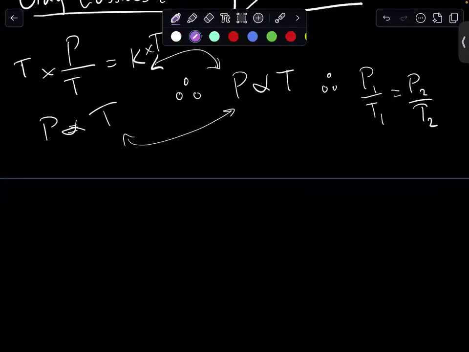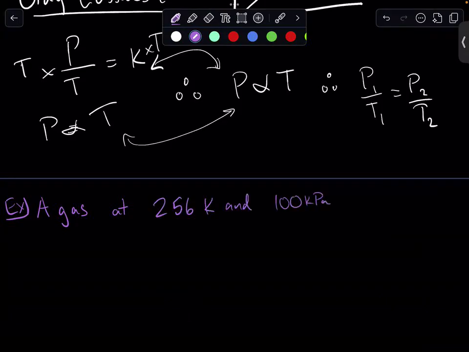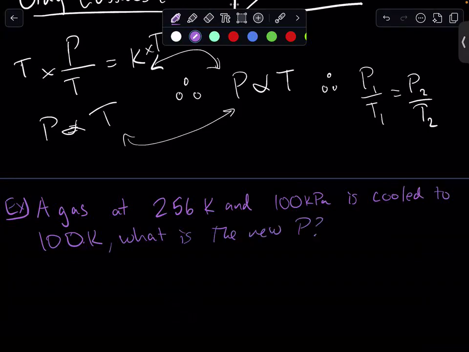All right, so how do we actually use Gay-Lussac's law? Quite simply the same as we've used with other laws. So we start with a gas. Sorry, this is an example. And remember, you can pause it and try it yourself. A gas at 256 Kelvin and 100 kilopascals is cooled. We'll take the same cooling to 100 Kelvin. So we'll say, what is the new pressure?